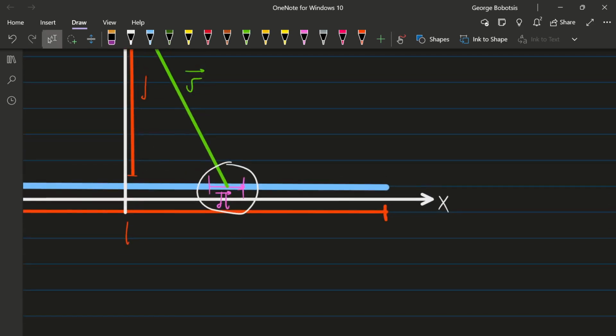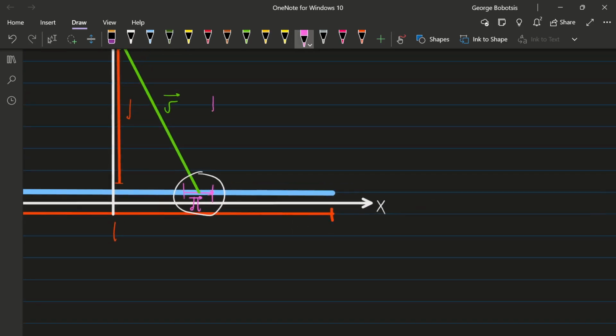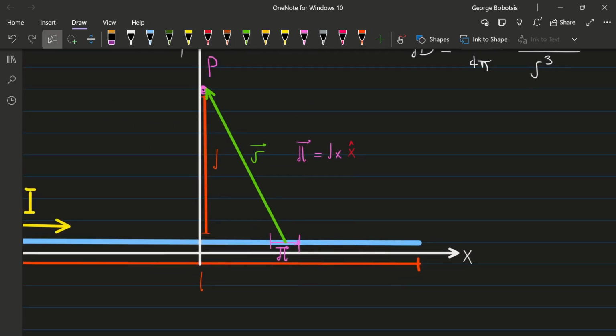Well, dl is fairly straightforward. You're in Cartesians, and it seems like it has a small opening here in the x direction. Call it dx. The direction of it is x hat. The r vector is a little trickier because it has two components right now.